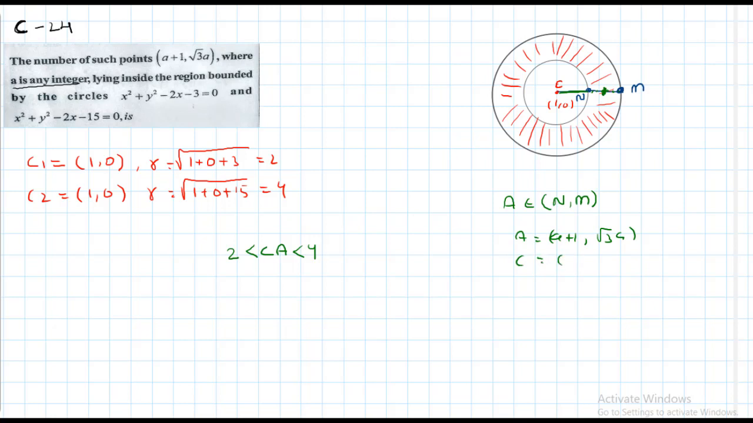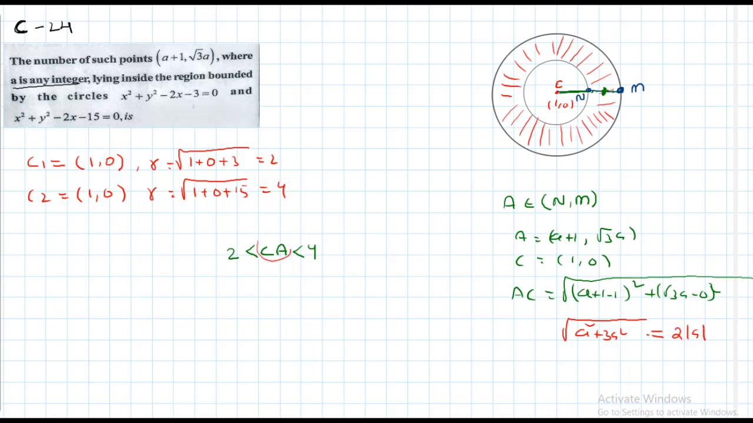What is C? Center 1 comma 0. I want to find the distance. CA means AC equals root over, okay, a plus 1 minus 1 square plus root 3a minus 0 square. That is nothing but root over a square plus 3a square. This is 2 into mod a. But CA lies between 2 and 4, means a positive number. That's why directly I can write 2a.